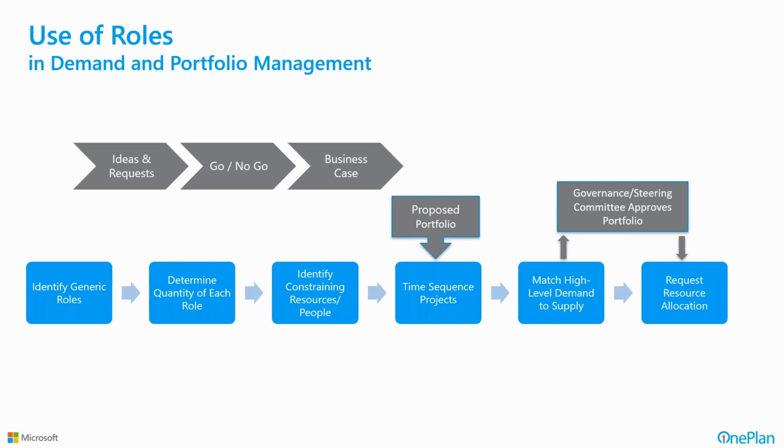Now, early on, you identify the generic roles you have in an organization. You determine how much of each role you have. You identify constraining resources and people or named individuals that you have. And then you try to time sequence those projects in the proposed portfolio. And then you try to match the high level demand to supply. And then you usually have some committee or team or executives for governance that approves the portfolio and then requests that resource allocation, where we then have to specifically decide and figure out who is going to actually do this work, not just some generic role or type. So these things work in concert. And if you want to be effective, they should be working together.